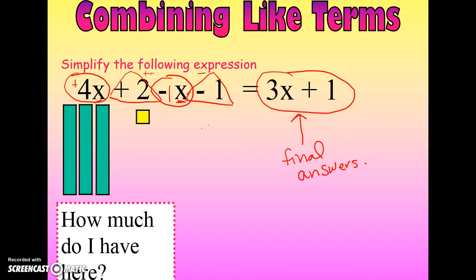Hopefully that just gives you a quick overview or a reminder, maybe even from 6th grade, on how to combine like terms. Take care.